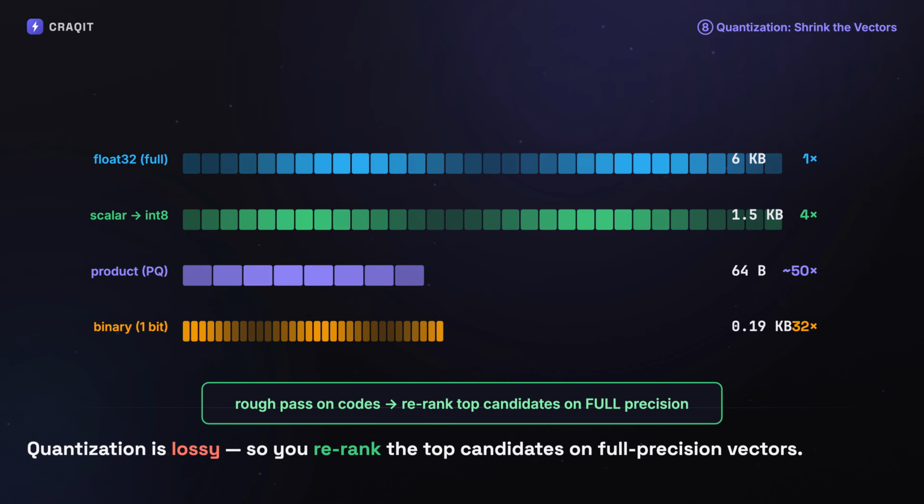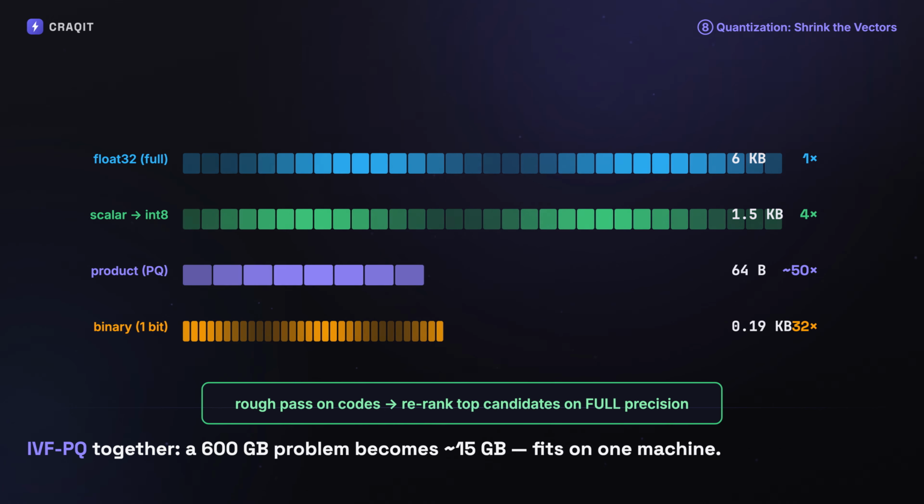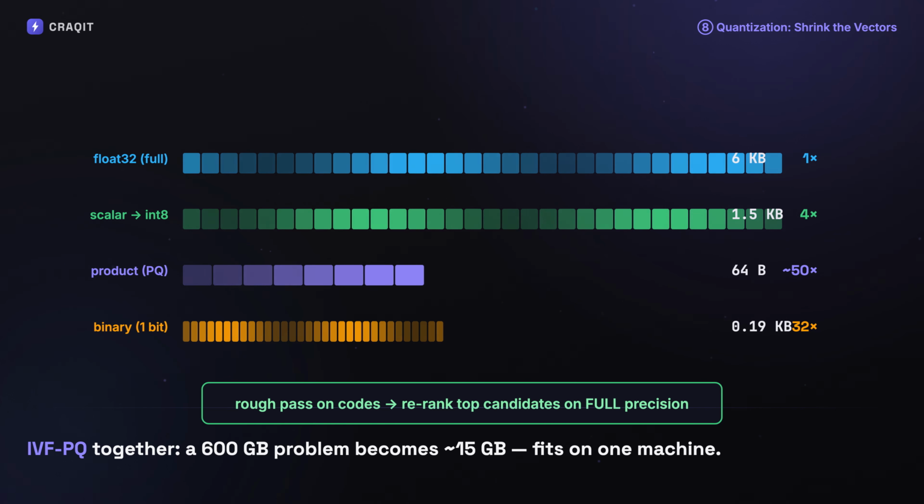Combine IVF with PQ, IVF-PQ, and a 600 gigabyte problem becomes a 15 gigabyte one that fits on a single machine. The framing: HNSW spends memory to buy speed. Quantization spends a little recall to buy back enormous memory, and re-ranking hides most of the loss.